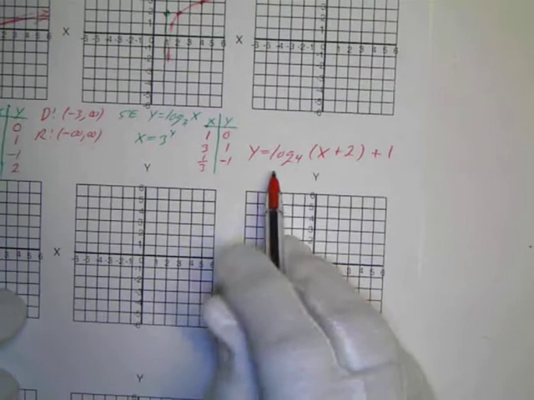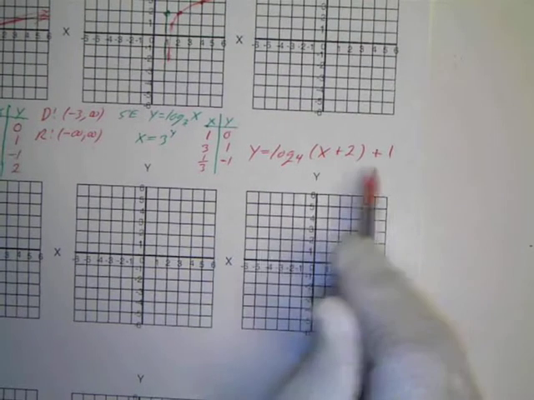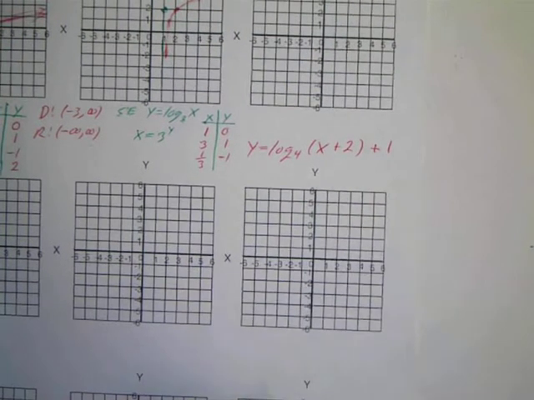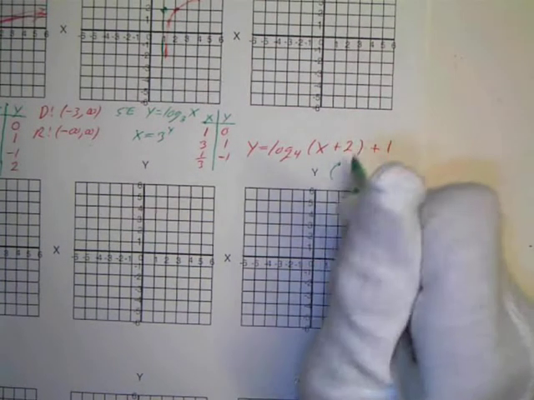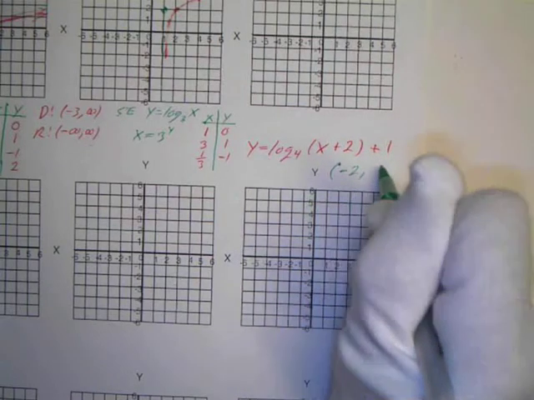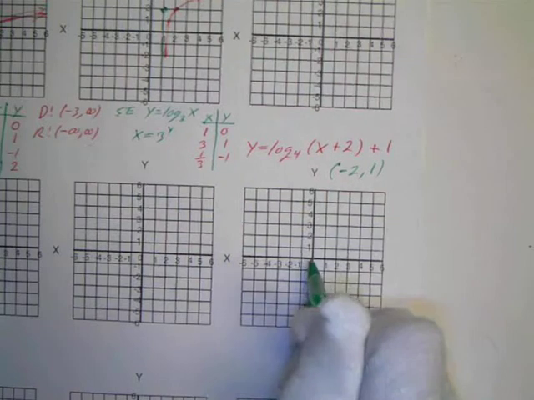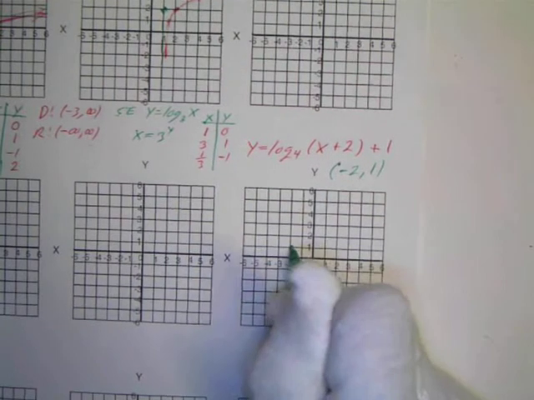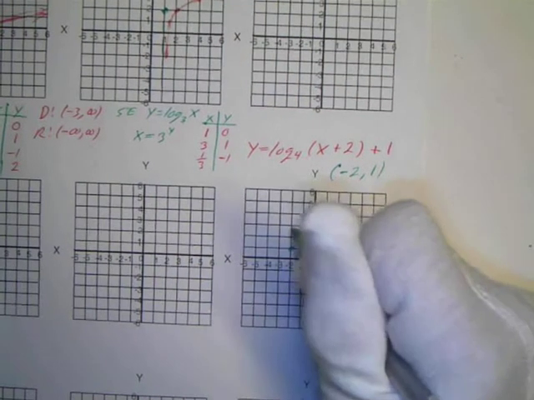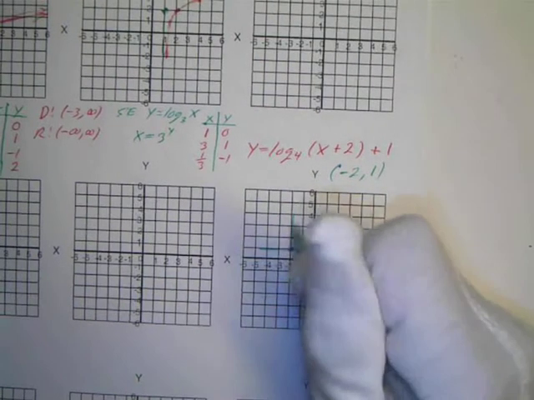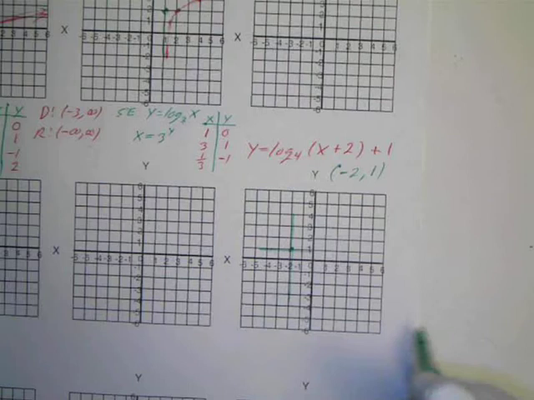And let's try one more. Over here we got log to the base 4 of x plus 2 plus 1. So first of all, I find my new origin, and that's going to be negative 2, 1. So I go 2 to the left, up 1. That's going to be my new origin. And my vertical asymptote is going to be right here at x equals negative 2.